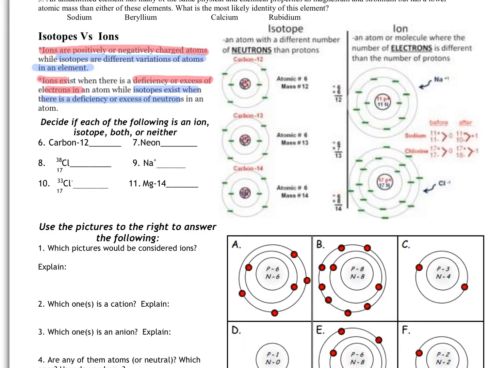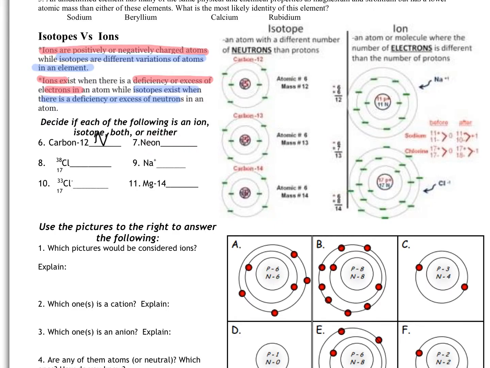So if we look here at carbon-12 on the periodic table, the mass of the most common isotope of carbon is 12. So it can't be an isotope, and it doesn't say anything about having a charge, so it's neither. I'm just going to put in neither.